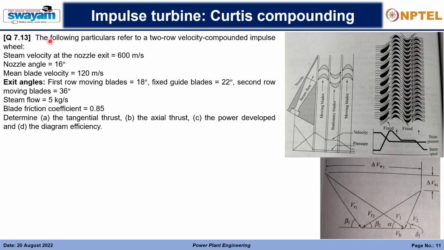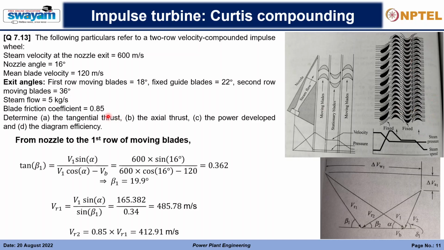So this is a problem related to the two-row velocity compound impulse wheel. Okay, so if we have two rows, can we use the information of the first row, or the first nozzle inlet condition, and derive the whole part, or get till the last part? So let us see from this point. So these were the cases, and let us start the problem directly.